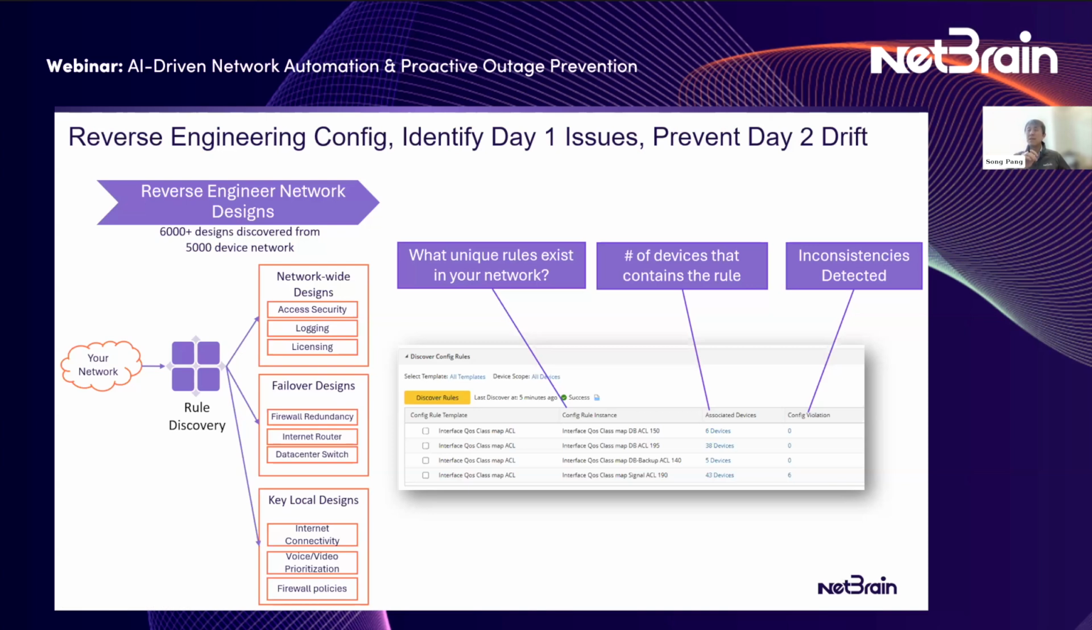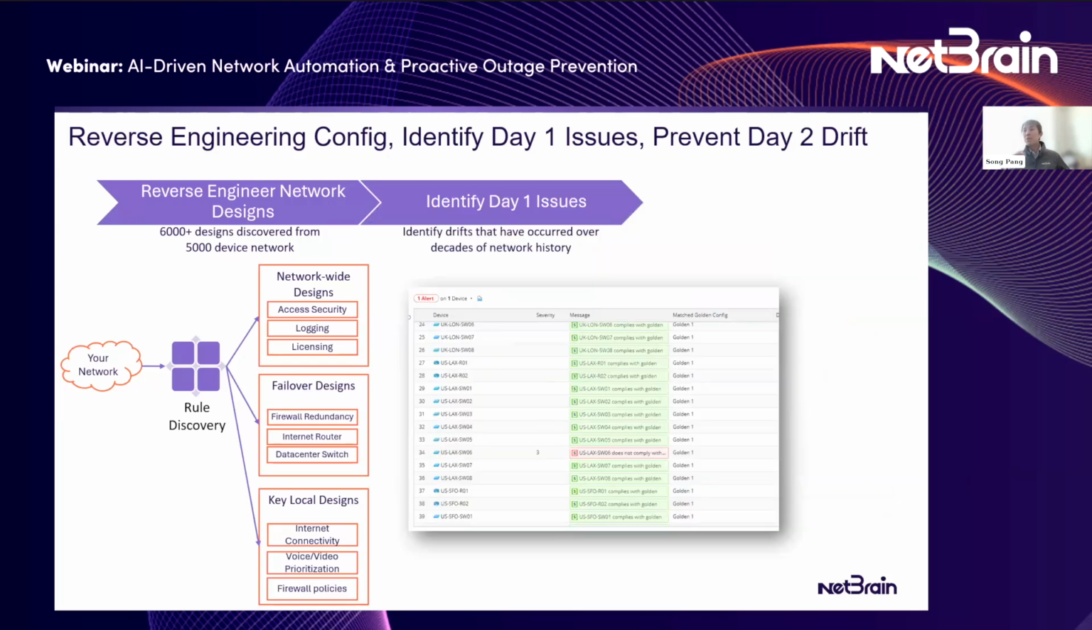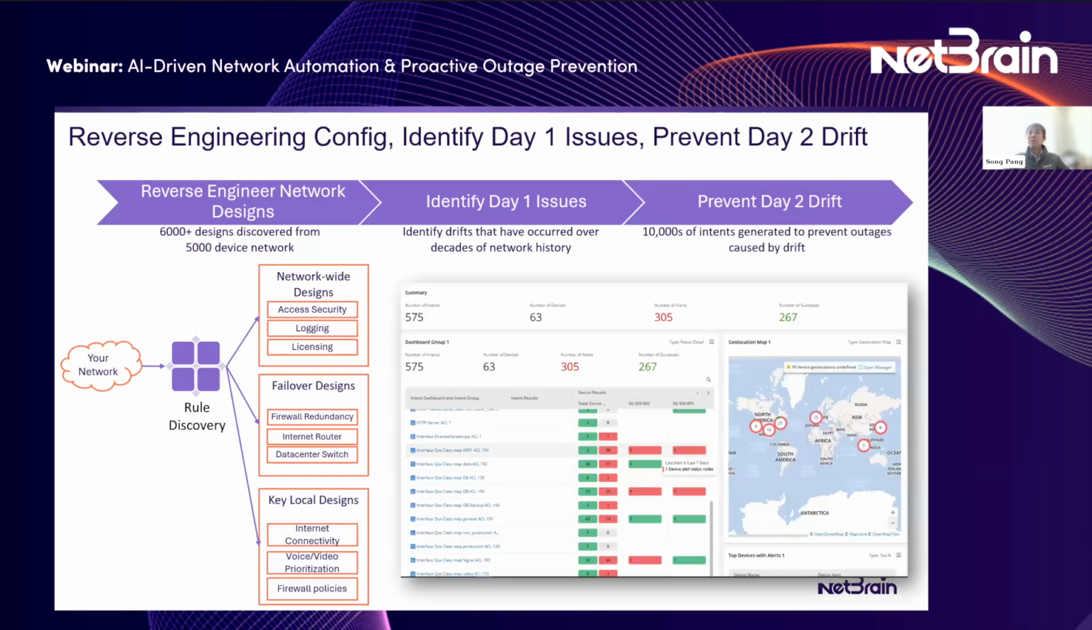Now, that could be on purpose. That could be a remnant of past designs, past evolutions of the network that has now drifted from where your intention should be, right? So now with rule discovery, we can discover unique rules, figure out the number of devices, and start to discover inconsistencies. Then what we can really do is start to identify day one issues, and identify drifts that have occurred over decades of your network history, with hundreds of people that have managed it, operated it, changed it.